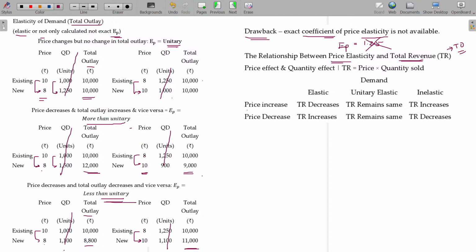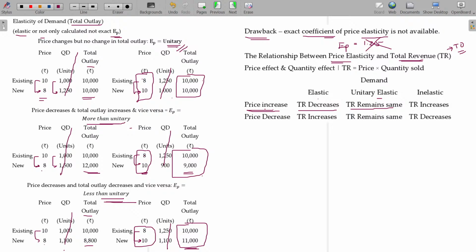And price increase, which scenario? This scenario, price increase, but the total outlay remains same, means what is that? Unitary. Price increase, but total revenue remains same, means unitary elastic. Price increase, but the total revenue decreases, then it is more than unitary, or elastic. Price increase and total outlay also increases. Inverse, there is no elastic, so inelastic.